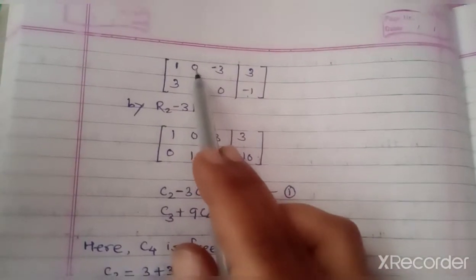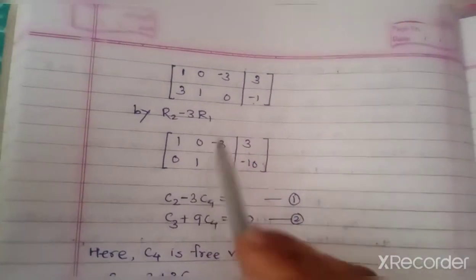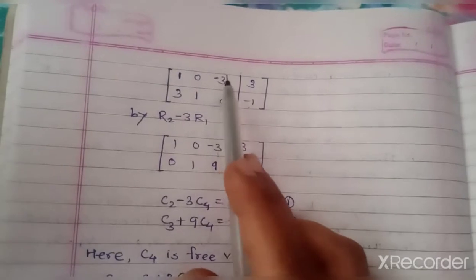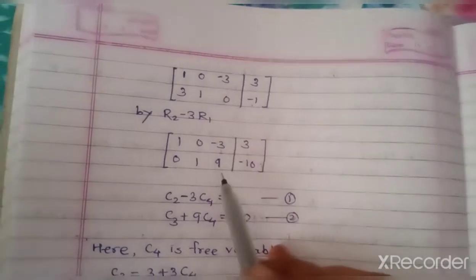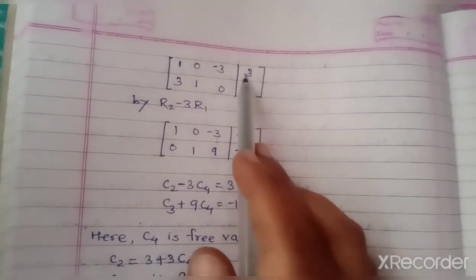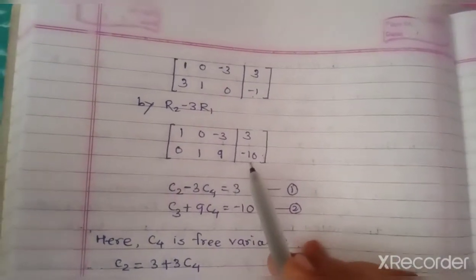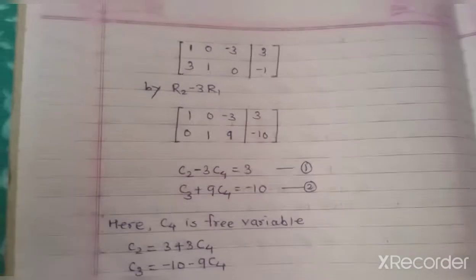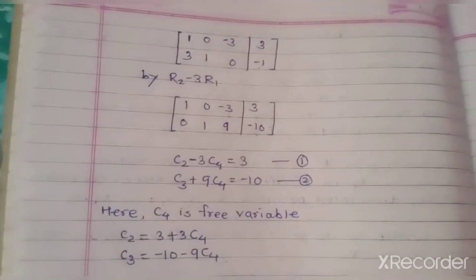Minus 3 into 0 is 0. 0 plus 1 is 1. Minus 3 into minus 3 is plus 9. Plus 9 plus 0 is plus 9. Minus 3 into 3 is minus 9. Minus 9 minus 1 is minus 10. So in this way we have to reduce this matrix to row echelon form.